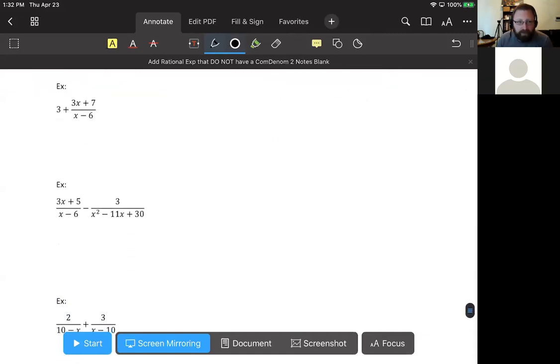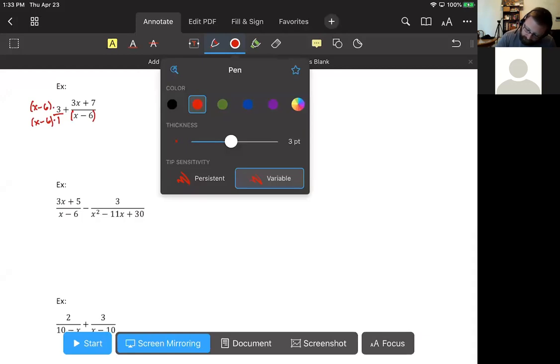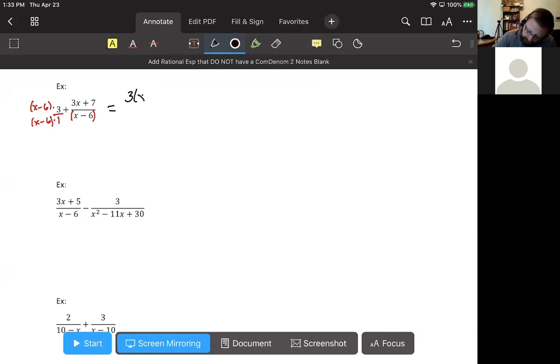Now the difference is that 3 is not a fraction. But 3 is a rational number, and we should remember that all rational numbers can be written as fractions. We can take 3 and write that as 3 over 1, which means our common denominator would be x minus 6. So what we do is we multiply the first fraction, top and bottom, by x minus 6. We get our common denominator, just like we have been.